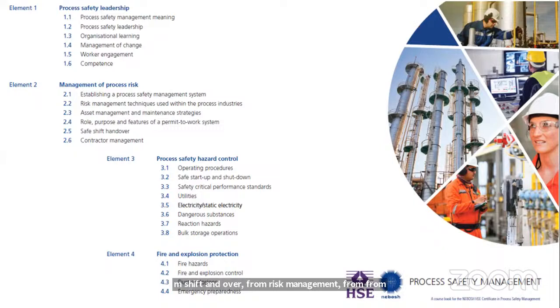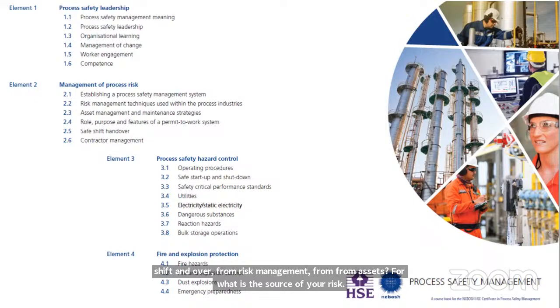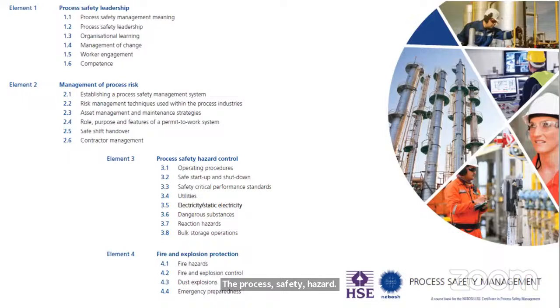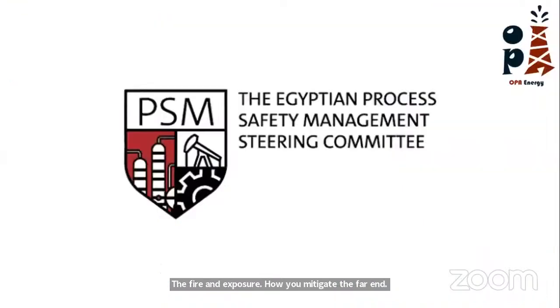In element 3, the process safety hazard control, how to control element 2. Process safety hazard control is to control the process risk. And the final one, element 4, the fire and explosion protection, talks mainly about the mitigation tools: how to protect against fire and explosion, and how you mitigate the fire and explosion. That's how the British people think about process safety.